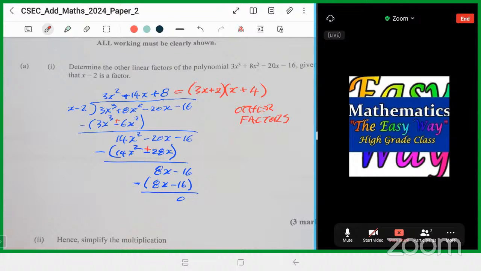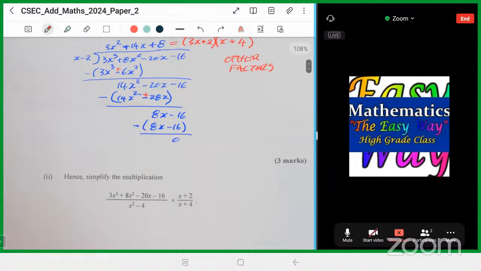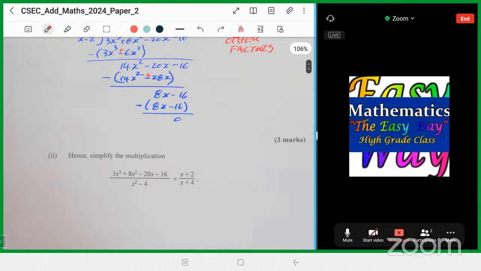That is it. The next question says, hence, we have to simplify this expression. So firstly, we want to write this expression as a product of that linear factor and these other two factors. This is going to be a cancellation thing, right?